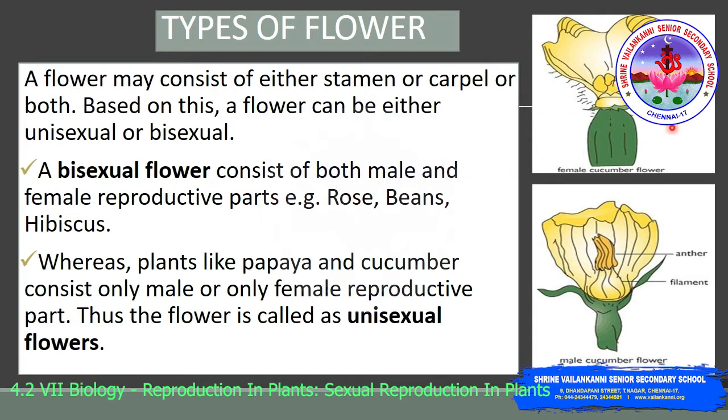This picture depicts the female flower of cucumber, which consists of only the female reproductive part. And this picture depicts the male flower of cucumber, which consists of only the male reproductive part. Hence, these flowers are called unisexual flowers.